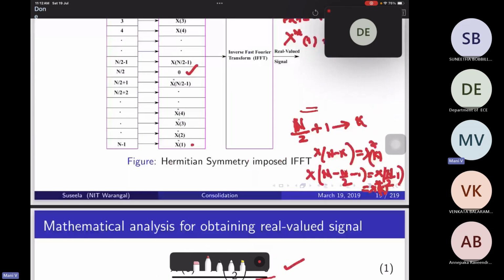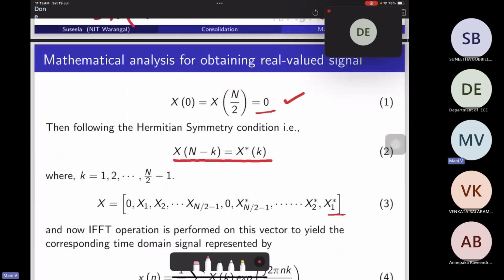So go back. What is this one? X of n minus k. That means the last value, x of n minus 1, right? This is my n minus 1 value. In that value, what am I supposed to keep? The last value is x of capital N minus 1. What am I supposed to keep? X conjugate of k. What is the k value? K value is 1, right? That means I keep x conjugate of 1. Satisfied? So we keep x of n minus k equal to x conjugate of k.